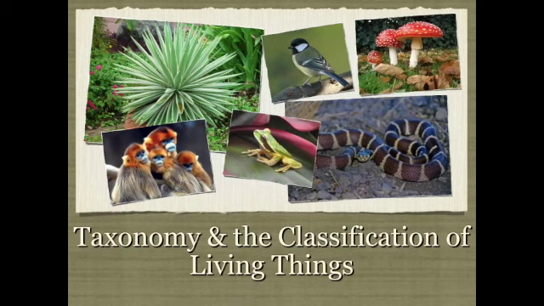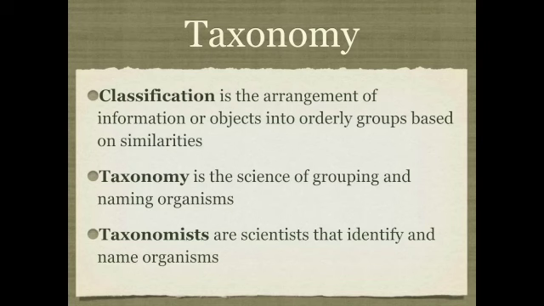Today we're going to talk about taxonomy and the classification of living things. Now, classification is a basic arrangement. This can be living and non-living things. This is organizing socks, maybe by color. This could be organizing shoes by size, by left and right foot. But the focus here, classification can be living or non-living.